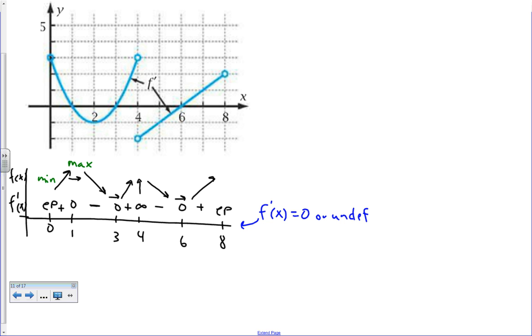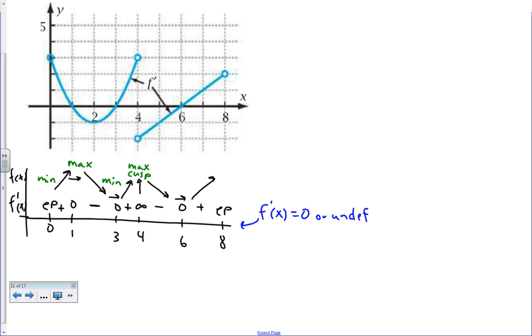And then at 3, we're decreasing, then increase after that. So that must be a minimum. At 4, we actually hit a vertical slope, but we were increasing prior to that and decreasing after it, so it's actually a maximum. But the fact that you hit a vertical slope like that means that we're going to have a cusp in this thing. In fact, I'll go ahead and add that on there.